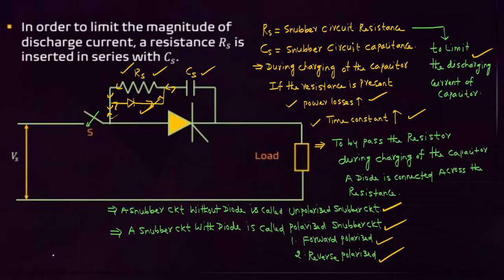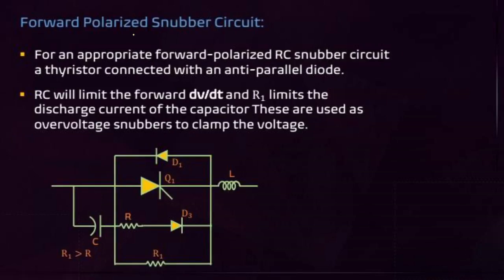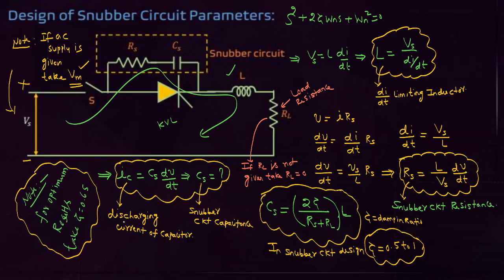At this point, you have to remember, with respect to snubber circuits, this is the unpolarized snubber circuit. When the two thyristors are anti-parallel, we have to use the unpolarized snubber circuit. This is a forward polarized snubber circuit, and this is what it consists of. This is used for the forward dV by dt protection. This is the reverse polarized snubber circuit. It is used for the reverse dV by dt protection.